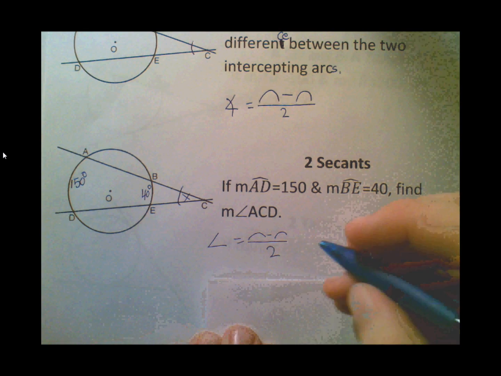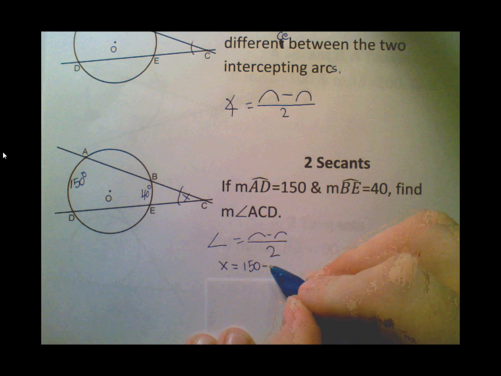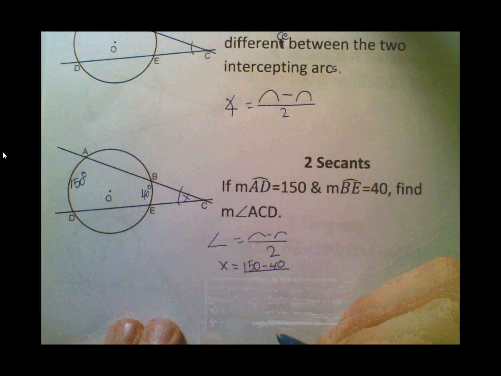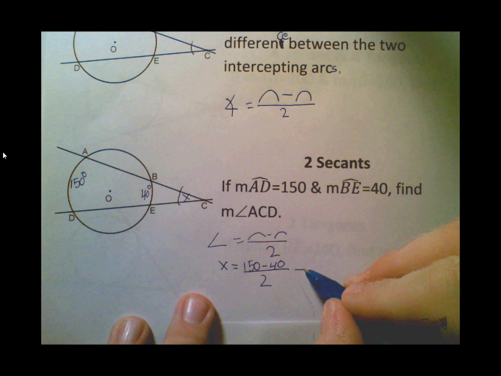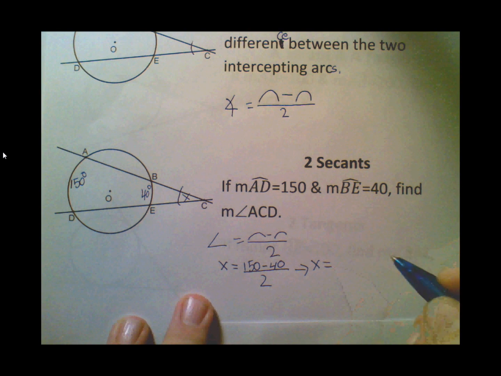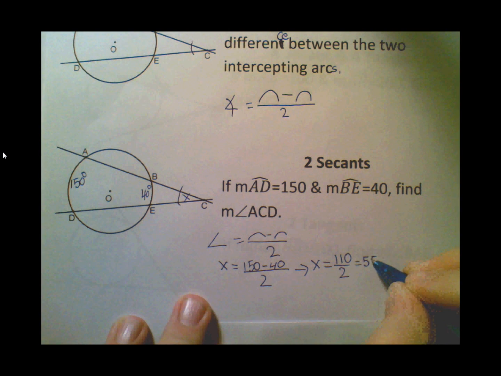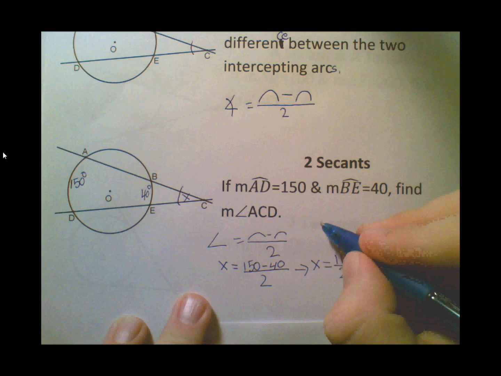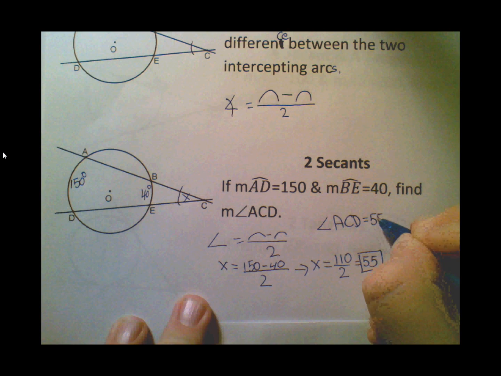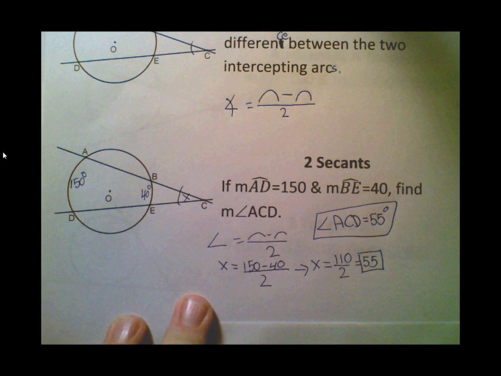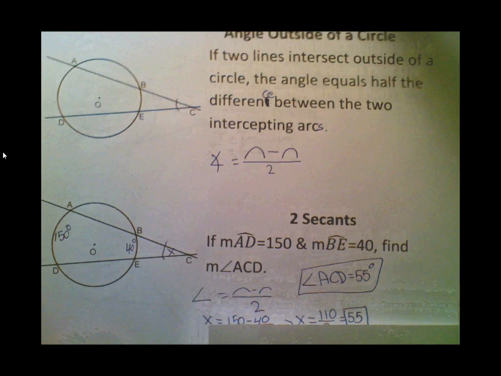So, therefore, I have X is going to equal 150 minus 40 divided by 2. Then what we're going to do is subtract and solve for x. So x is going to be equal to 110 divided by 2, which is equal to 55. And remember this measures angle ACD, so therefore that's equal to 55 degrees. Yay, simple? Okay, let's work through a bunch more examples using all the different types we have already learned.